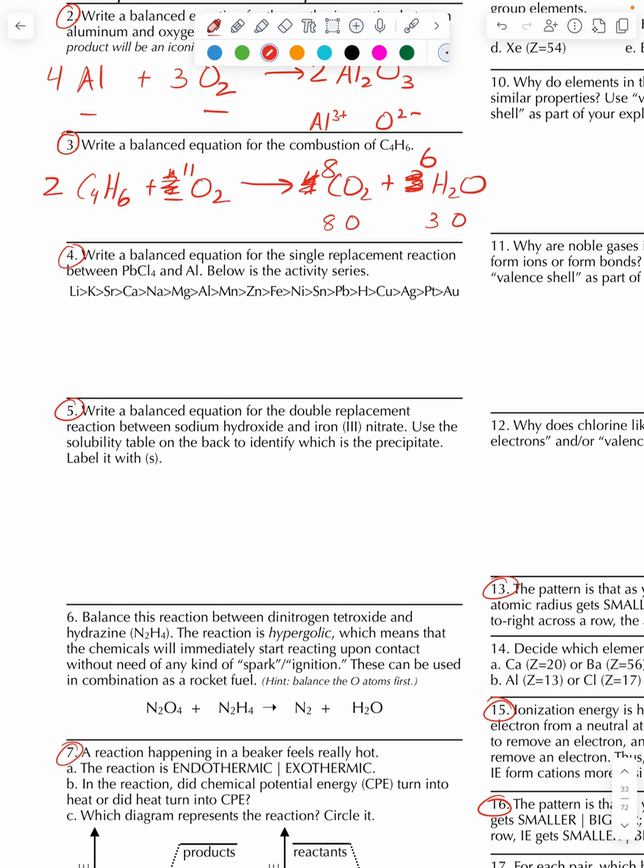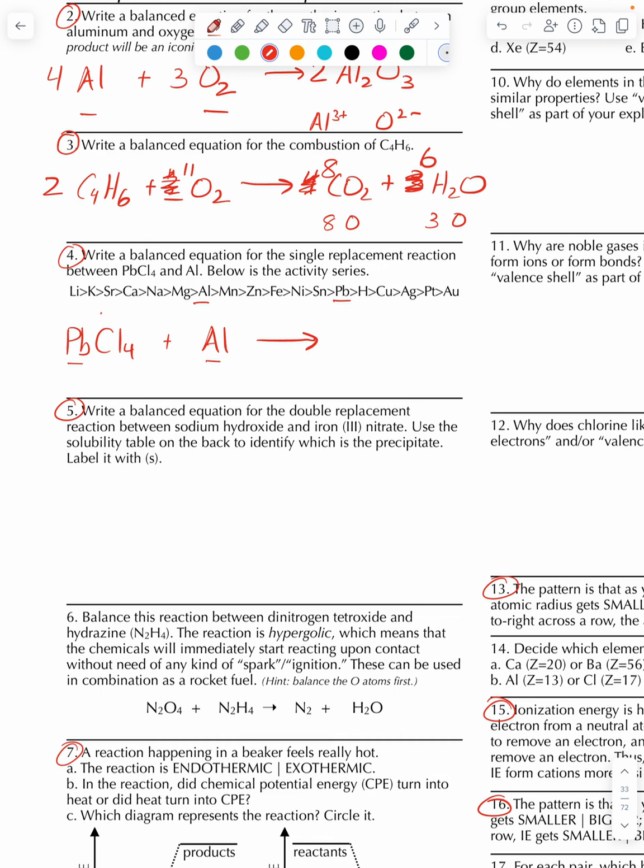I won't keep doing these. Make sure you can do these. So it says between lead 4 chloride, which is that, and aluminum. Let's first see if a reaction occurs. Is aluminum strong enough to kick off the lead? Well, here's aluminum. Here's lead. Yes.